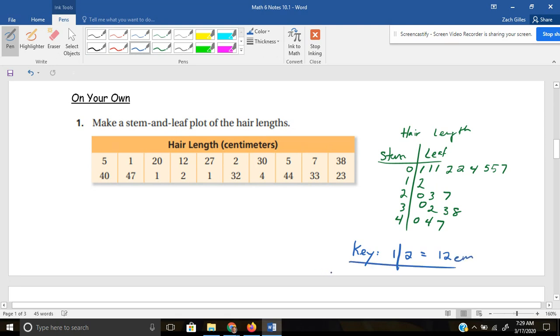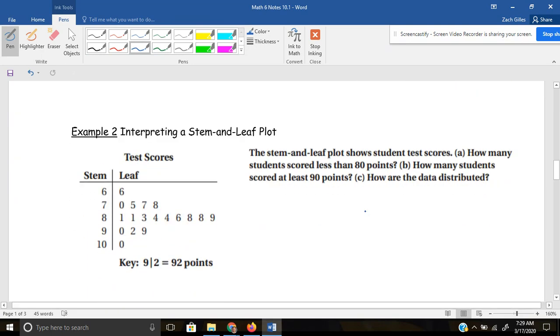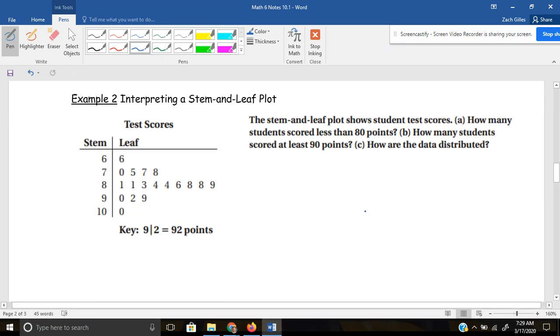So there you have it. Hopefully you did okay on that. If you have any questions, please let me know. And the next one, it's interpreting a stem and leaf plot. So looking at a stem and leaf plot that's already been made and trying to understand what it's trying to tell us. So it says the stem and leaf plot shows student test scores.